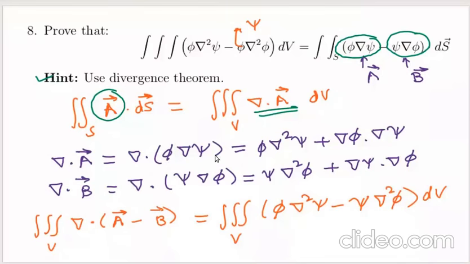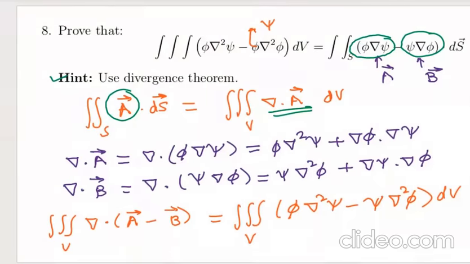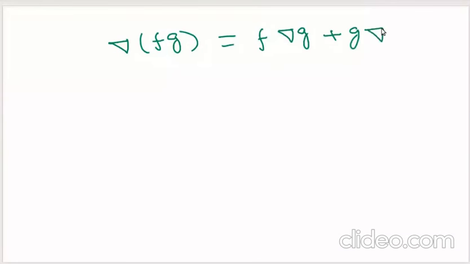Here we can use the product rule. Okay, let me use the blank slide. The product rule is, suppose you are taking the gradient of a function fg, where f and g are two different functions, so they are the product of two. We can keep the first function as it is and take the gradient of the second function, and keep the second function as it is and take the gradient of the first function. So that we can use here.